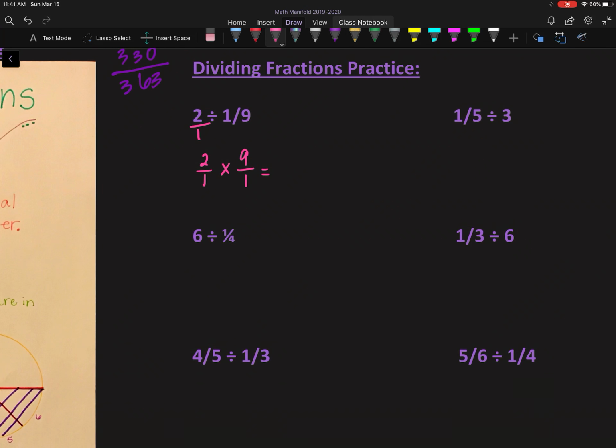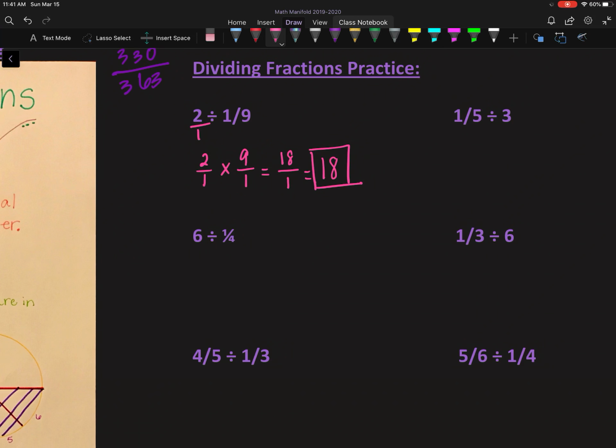Then I'm going to multiply the numerators. 2 times 9 is 18/1, which is the same as just 18. What that tells me is I can get 18 1/9 out of 2 whole. So 6 divided by 1/4, I'm going to put this over 1. Now that I'm looking at this, I'm going to come back and save that for you to do. I definitely did not put those in the right order.